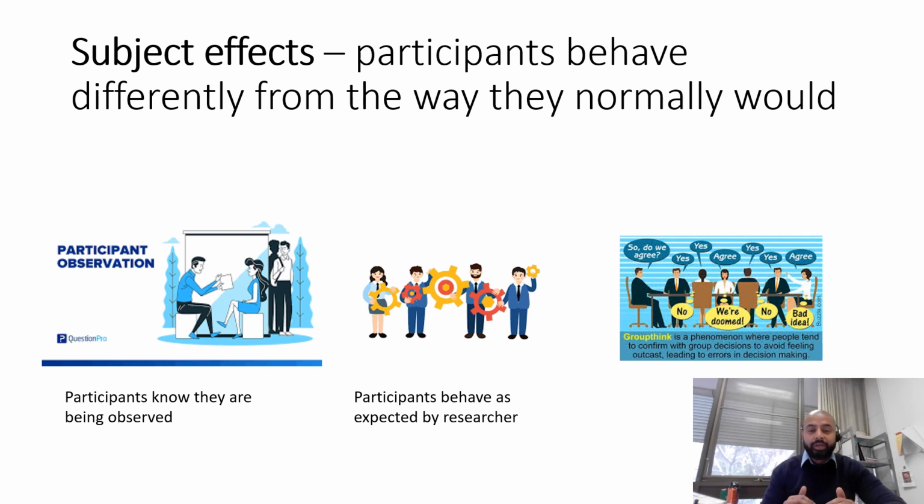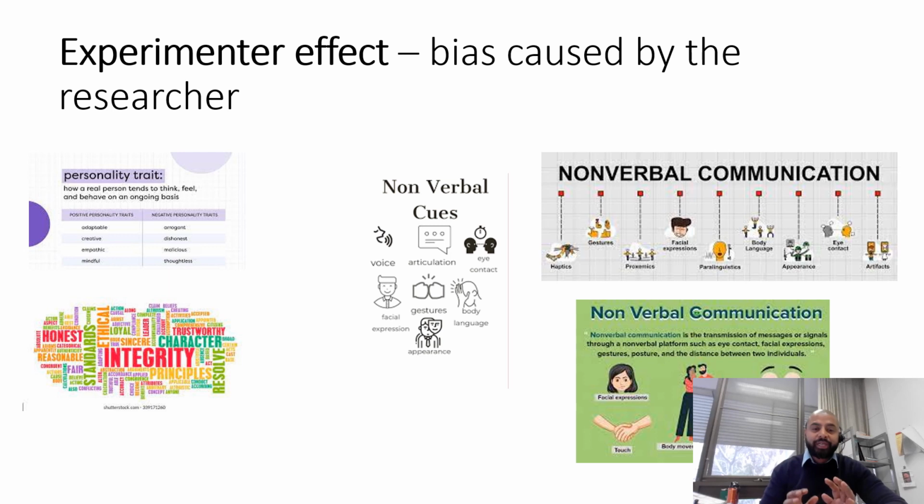Subject effects are where participants are aware of either the fact that they are being observed, or the hypothesis, or why the research has been designed, or simply the fact that they are under scrutiny, so they have to behave in a way as expected from them by society in general or by observers. Then we have the experimenter effect, and this can also threaten the internal validity of a research study. This is especially so in experimental studies as well as quasi-experimental study designs.